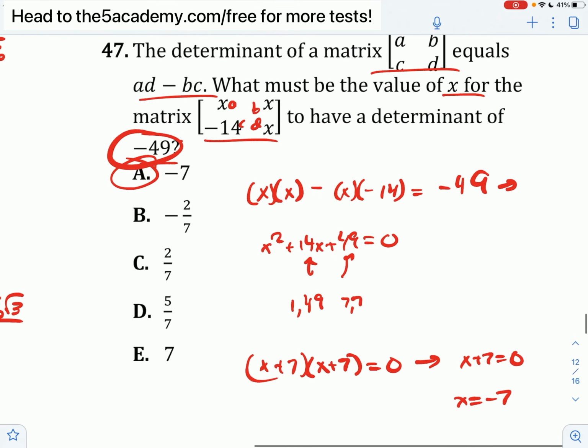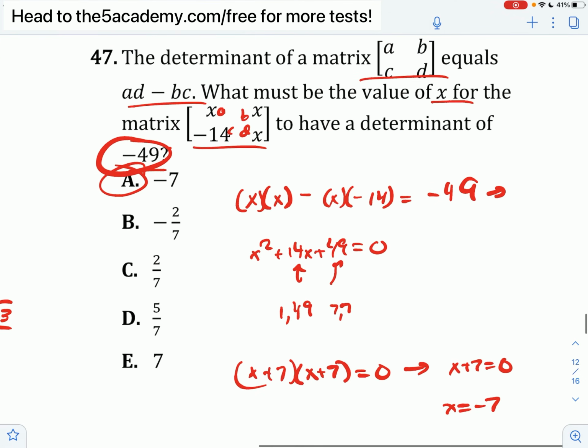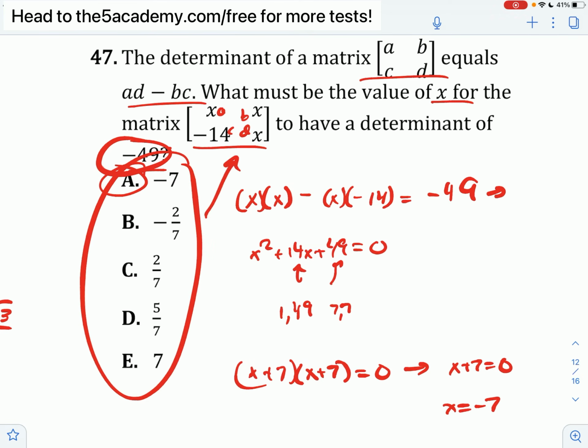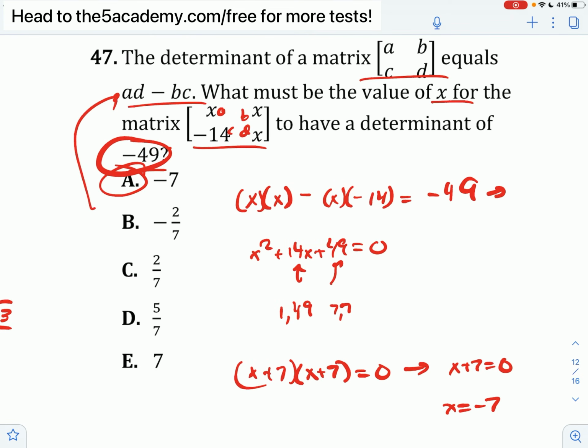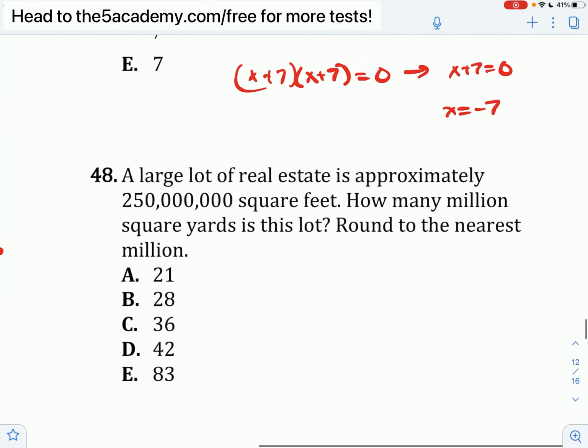And if you're not sure, if you don't understand this procedure, what you can do is just take each of these answer options, plug them into the determinant formula, and just see what you get. And whichever one gives you this value, negative 49, that's correct.